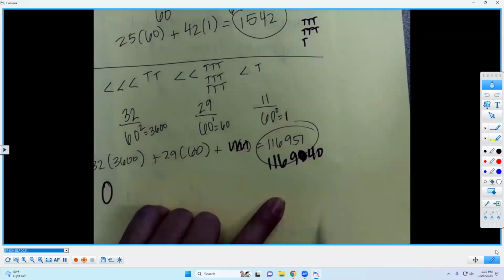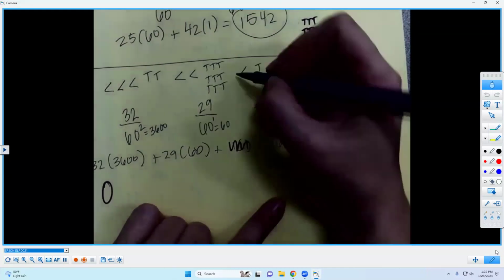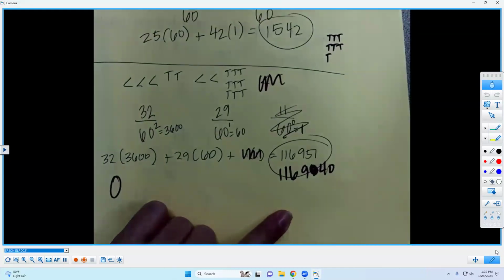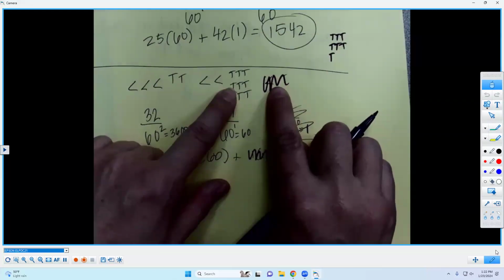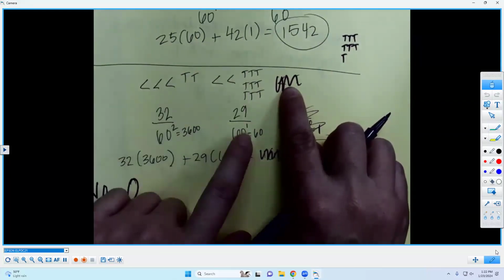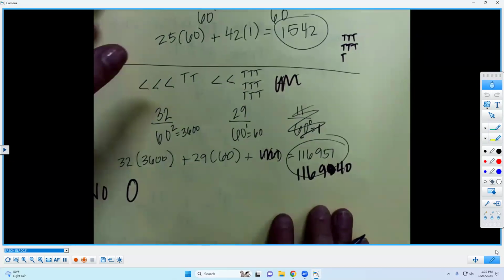Yeah, I wouldn't have anything here. So this would be gone. But once I take that off, doesn't that look like the ones place, and that now looks like this place value? Okay, so that's the idea.